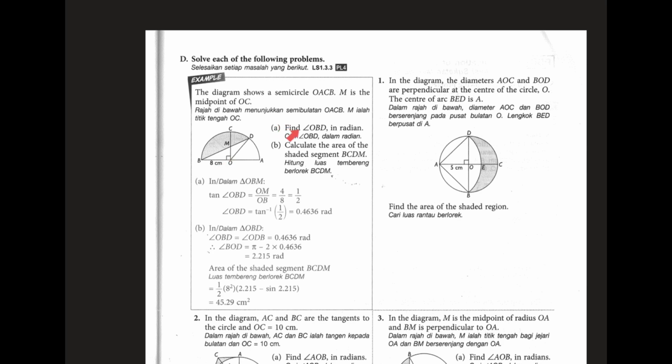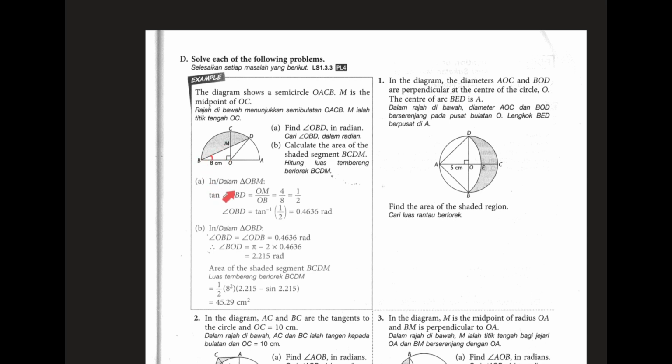Part A, find angle OBD in radian. That means you have to find this angle. Let me mark it down. So we need to find out this angle OBD. What they show here is actually tangent. Why do they use tangent? Because there is a right angle triangle here. OBM is a right angle triangle, so that's why they are using tangent.